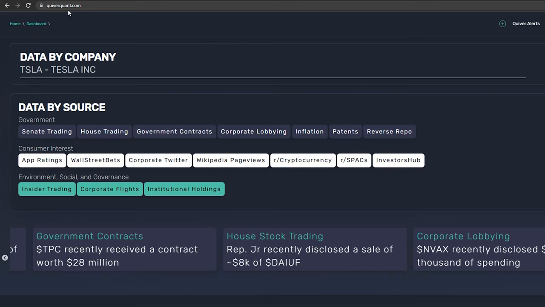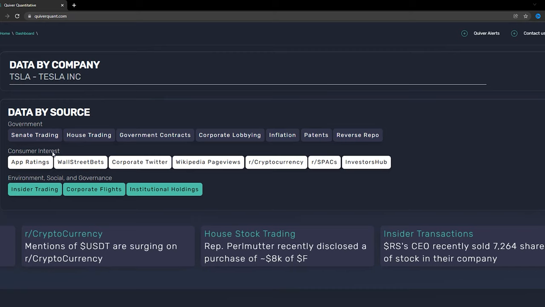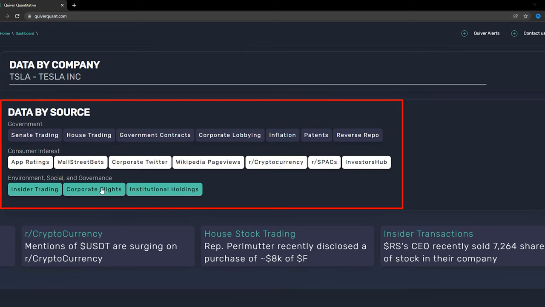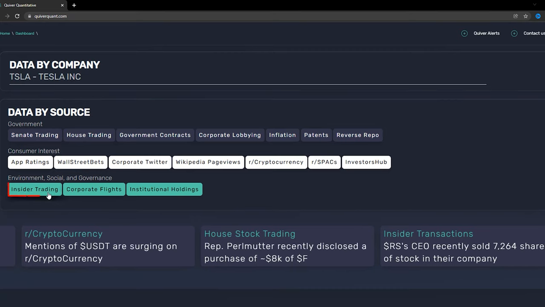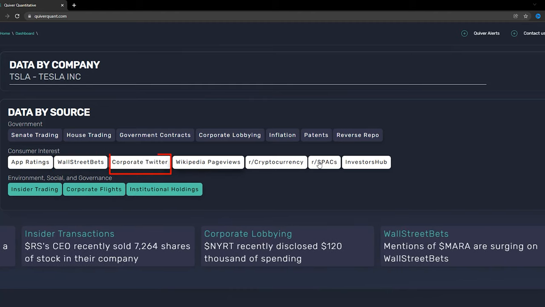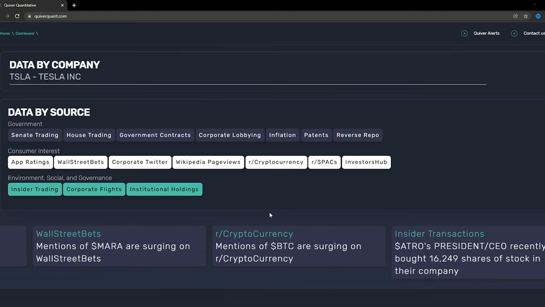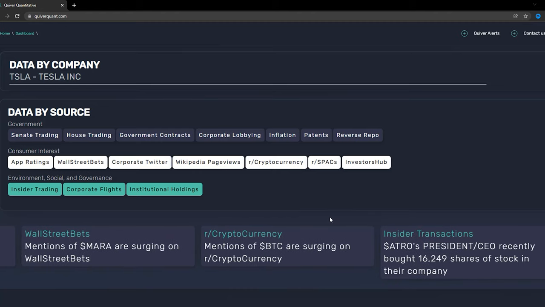The website we're going to be talking about today is called QuiverQuant.com. This website is 100% free. All you have to do is sign up with your email address, and then boom, you have access to the site. You'll see there's a bunch of different modules on the home dashboard. You can click through insider trading, corporate flights, institutional holdings, Wall Street Bets, corporate Twitter, and so on. There's a lot going on over here, and we're going to break down the website to show you a few cool benefits you can use when trying to find stocks to trade.